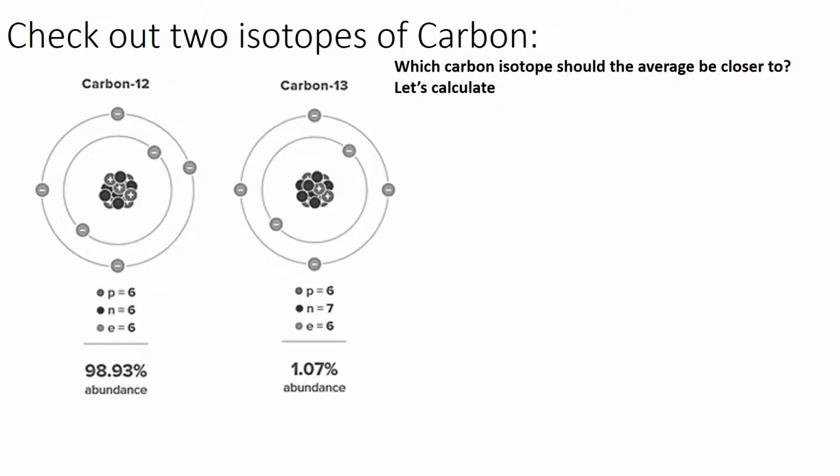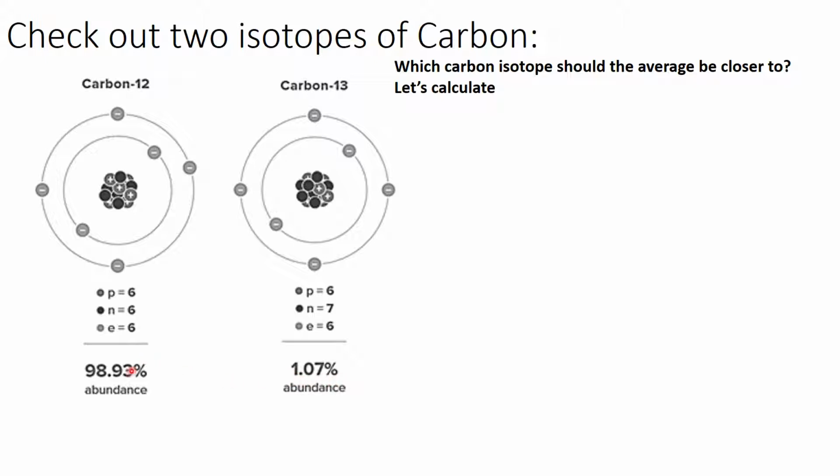Let's look at another element. This is carbon. Carbon has two stable isotopes, carbon-12 and carbon-13. There's also carbon-14, which is found in nature, but it's very, very small. So we're not going to count it here. Carbon-12 in nature has an abundance of 98.93%, which means most carbon is carbon-12. A tiny amount, about 1%, 1.07%, is carbon-13.